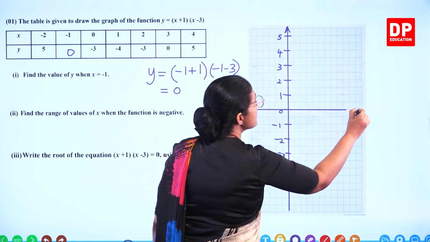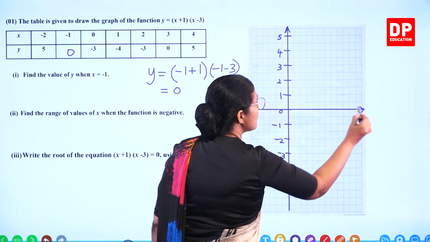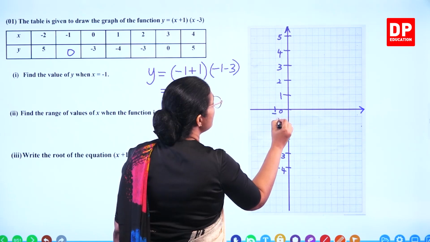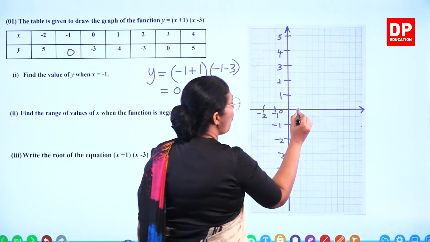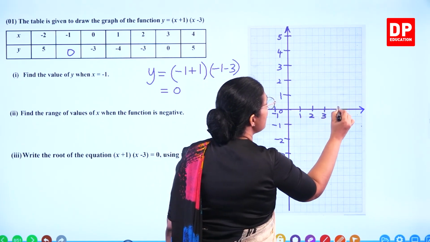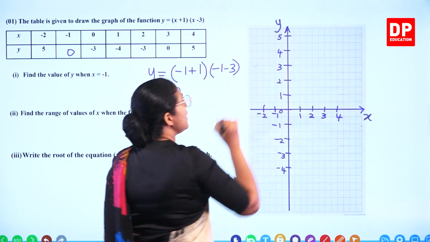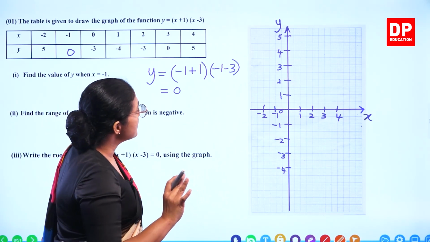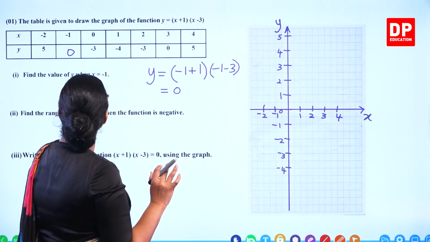So draw the x-axis. So x-axis from minus 2. So here minus 1, minus 2 and up to 4. 1, 2, 3, 4. So label x and y. So you get 1 mark for adjusting the scale. And then you can mark the points.